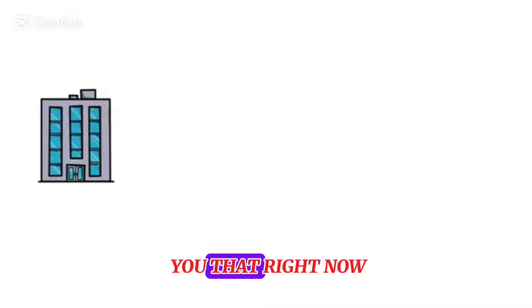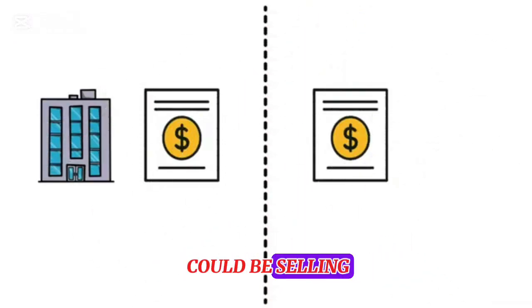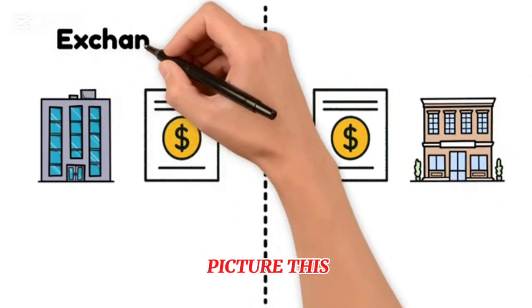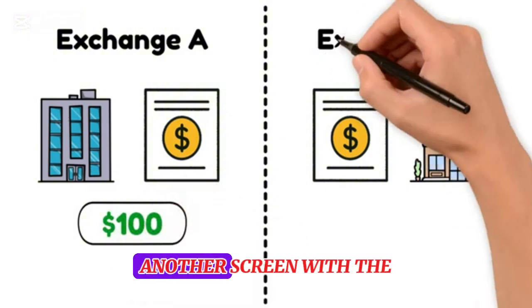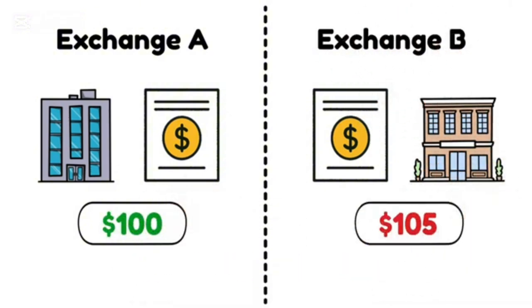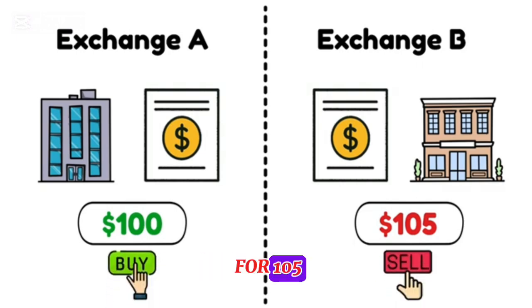What if I told you that right now, at this exact second, the exact same thing could be selling for two completely different prices in two different places? Picture this. One screen shows the price at $100, another screen with the same identical asset for $105. You could in theory buy it for $100 and instantly sell it for $105.